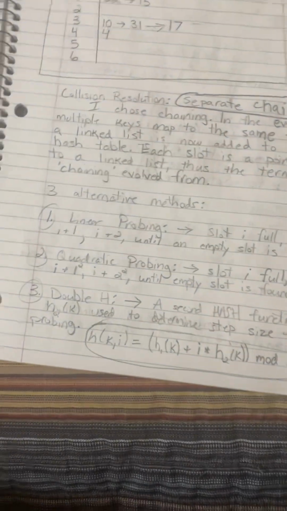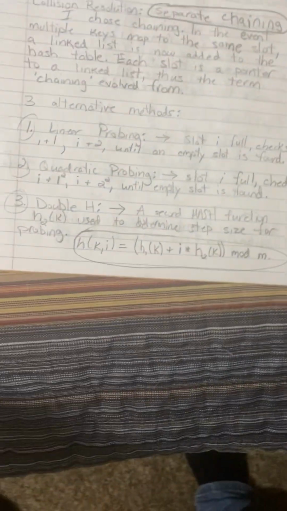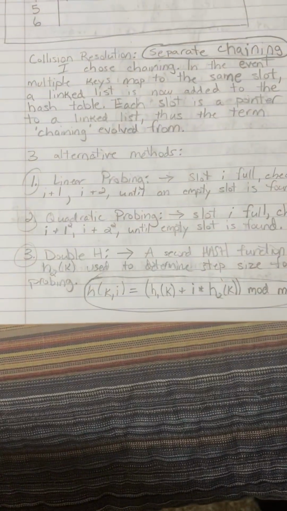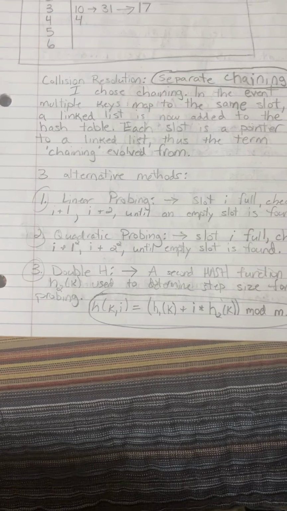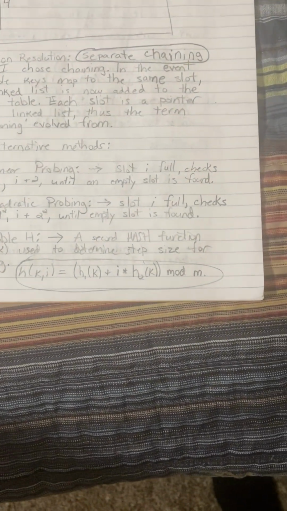So the first one, linear probing, is kind of like picking a spot, and if the spot's not open, you look to the next spot. And quadratic is just the same thing, except you're kind of manipulating what the spot number is. And double hashing, you got 2 hash functions, and you do it from that.